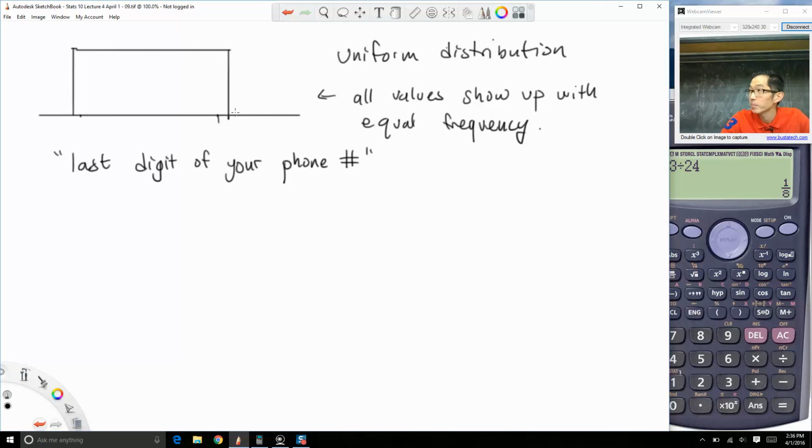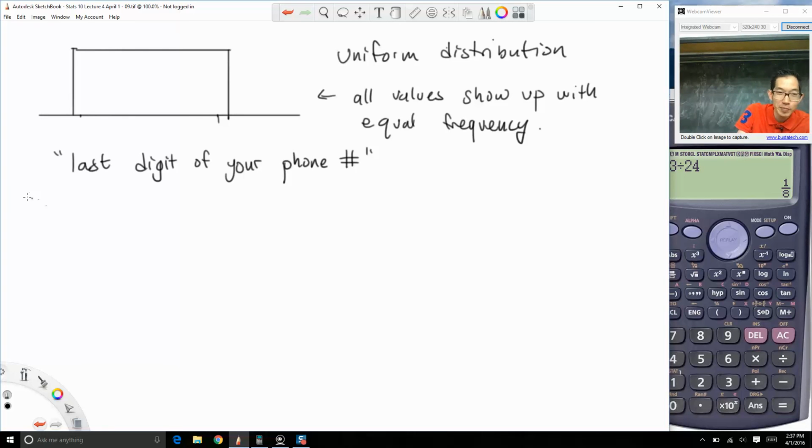Or, if you go and stand in line at, I don't know, a fast food place, the question would be, how many people are in line ahead of you, okay? Well, actually, that's not going to be uniform. Certain values are going to be more common than others, so never mind. Take that back. Last digit of your phone number, that one works for uniform distribution.